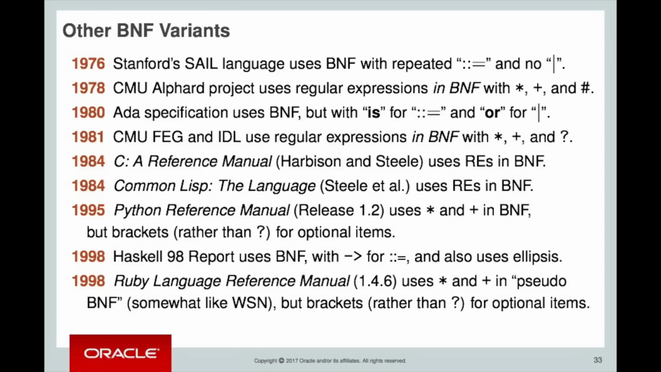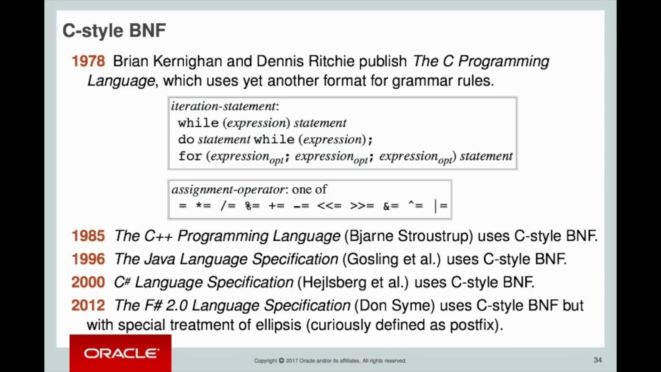The Pascal 98 report uses BNF, but instead of colon equals, it uses a little arrow. Maybe they were influenced by BLISS, I don't know. And it also uses an ellipsis in the productions. In 1998, same time as the Haskell report, the Ruby language reference manual uses Kleene star and plus in what they call pseudo BNF, that's their term, which is a little bit like Wirth's notation, but they use brackets for optional items.